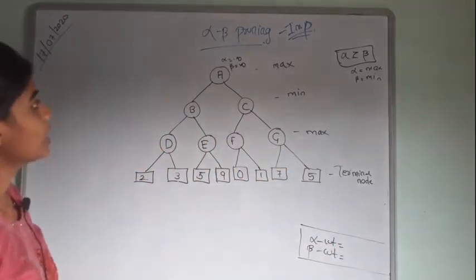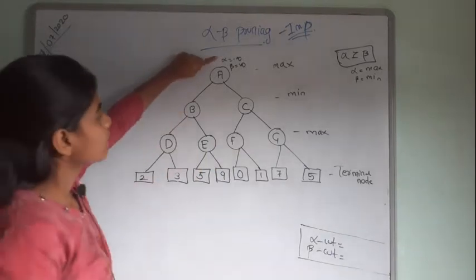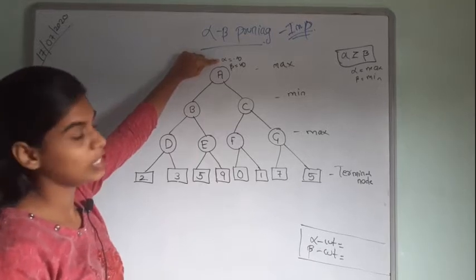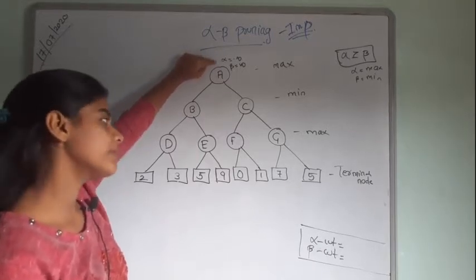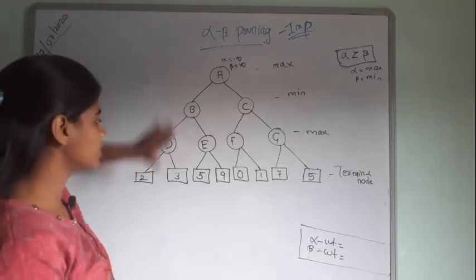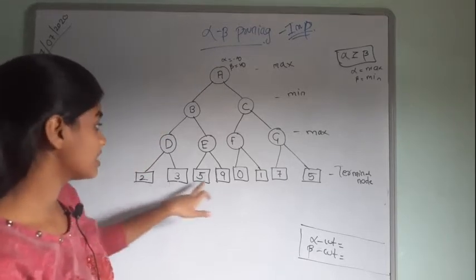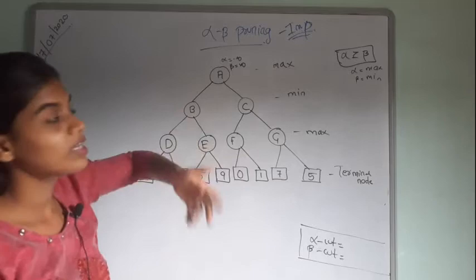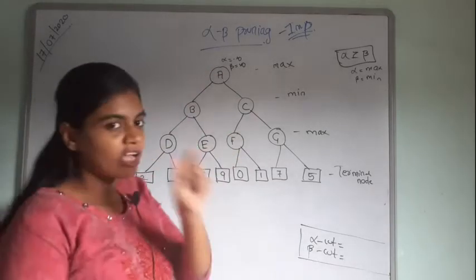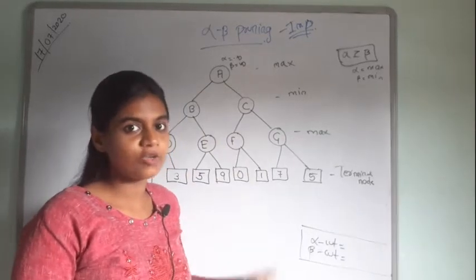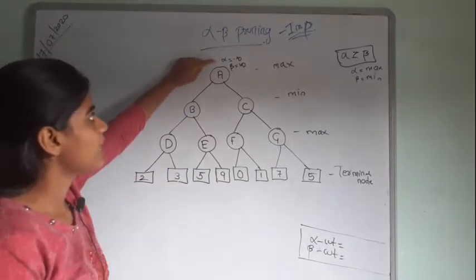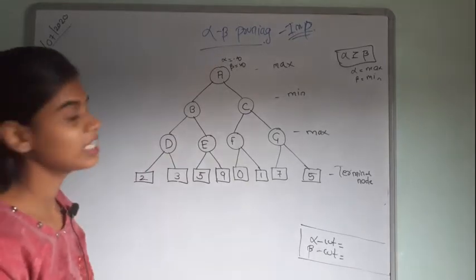Now you must be wondering why I have taken the initial value of alpha as minus infinity and beta as infinity. In alpha beta pruning you must take the initial values. It is compulsory, only then can you do traversing with the alpha beta values. First you have to consider the initial values, then you can do traversing, then pruning. That's why I put alpha as minus infinity and beta as infinity.